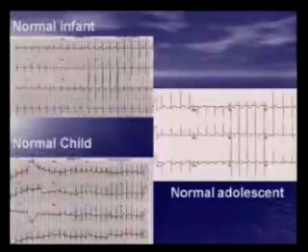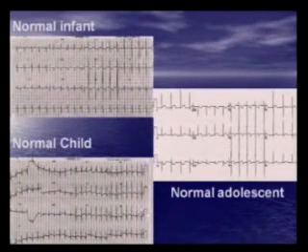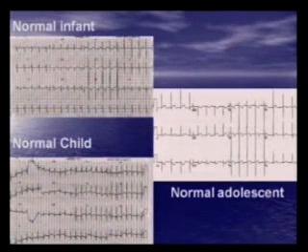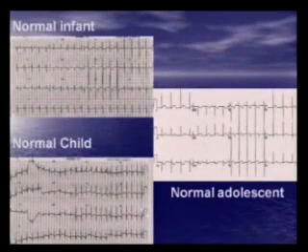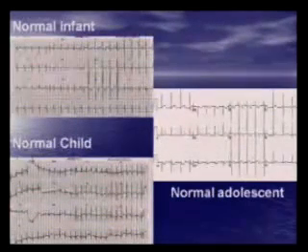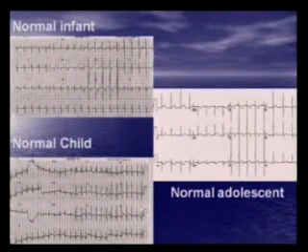Now, if you look at the 3 ECGs which I have shown you, it's a normal infant, and if you don't know the age of this child, you will say that this patient has right axis deviation and right ventricular hypertrophy. But for this child it is normal. But if it is an adult, then it is very abnormal. And that is what I meant by the normal variations, which you should understand.